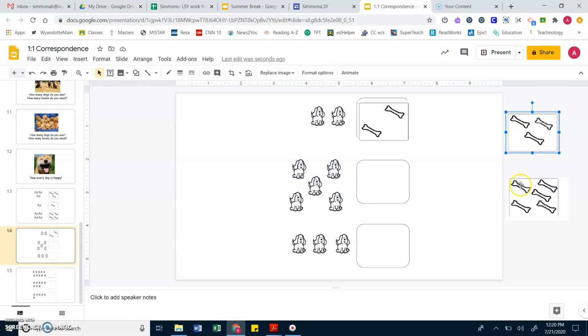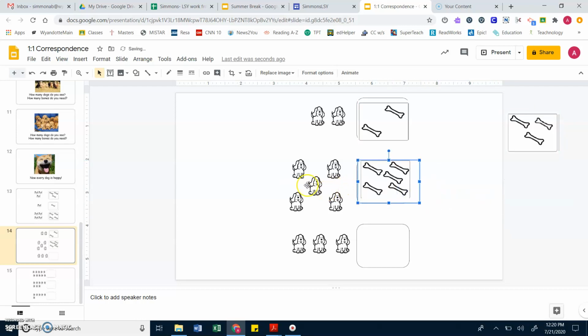Let's look at our next picture. 1, 2, 3, 4, 5. So that will be our answer. 1 for each dog. 1, 1, 2, 2, 3, 3, 4, 4, 5, 5. 5 dogs, 5 bones.